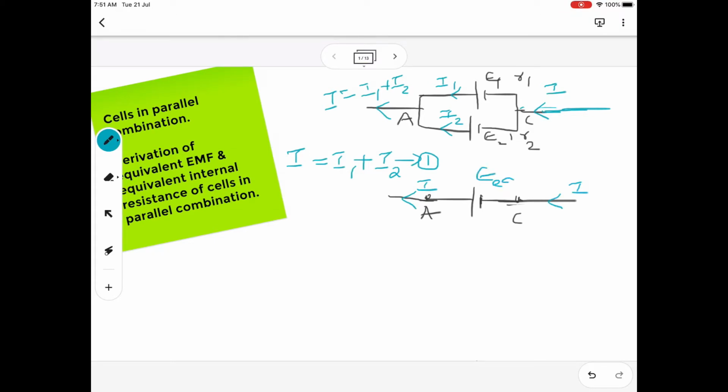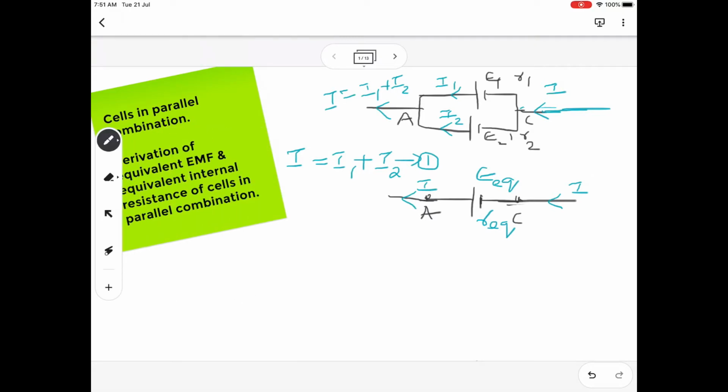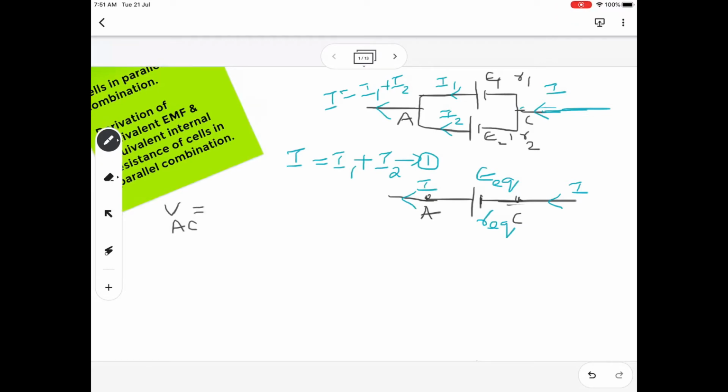E equivalent here is the EMF value for the equivalent cell. R equivalent by symbol represents the corresponding internal resistance, such that E equivalent should be substituting the net EMF of the above two cells in parallel combination. Similarly, R equivalent also should be substituting the net internal resistance of the above two cells in parallel combination.